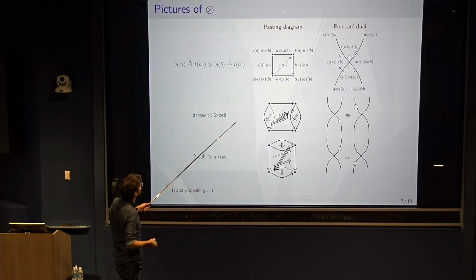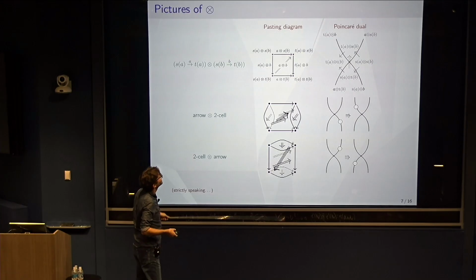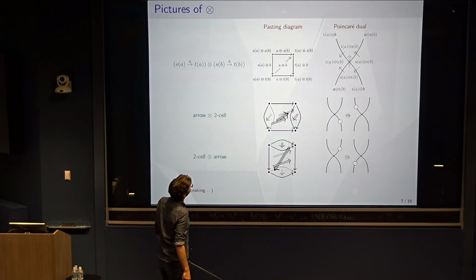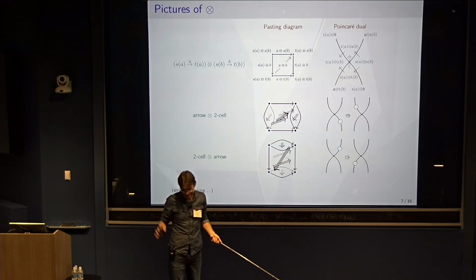My directions is that when I draw pasting diagrams, my first direction goes horizontal and my second direction goes vertical. And when I'm drawing their Poincare duals, it's something completely different. Like the first direction goes horizontal in the other direction and vertical in the other direction. Everything gets rotated. It doesn't matter.